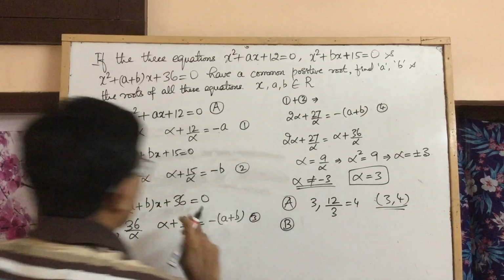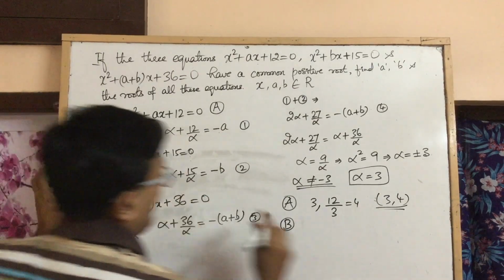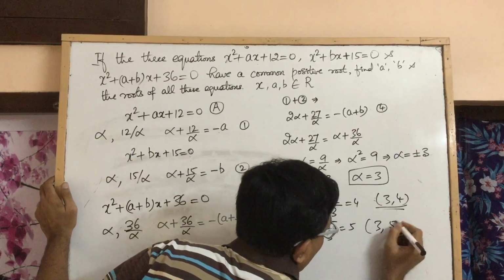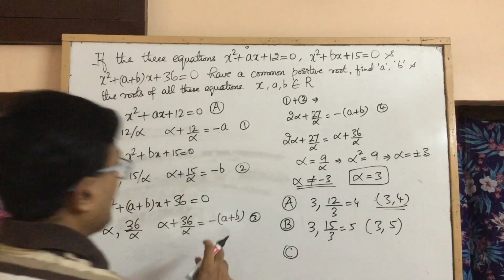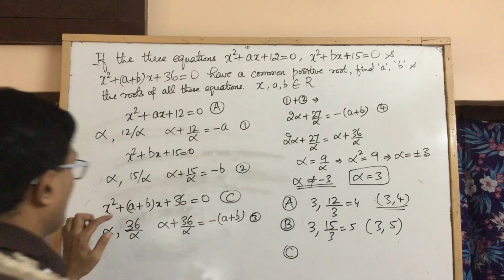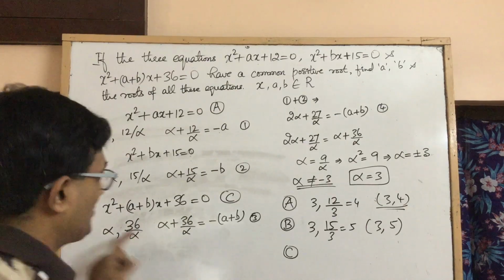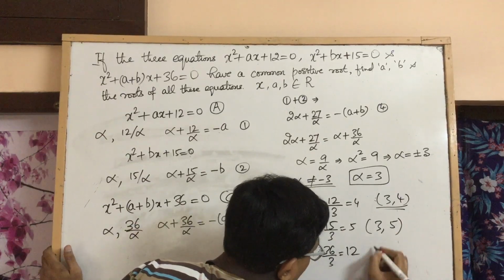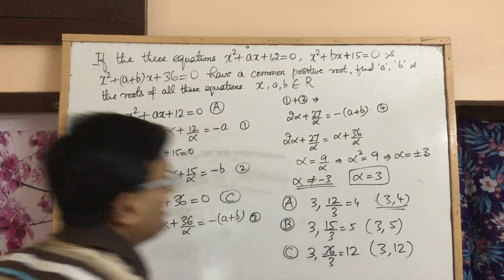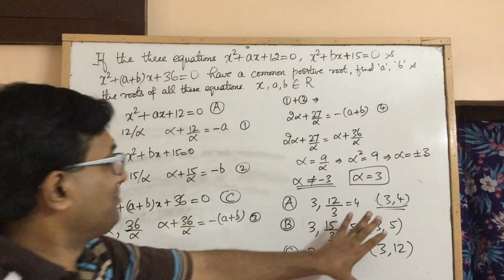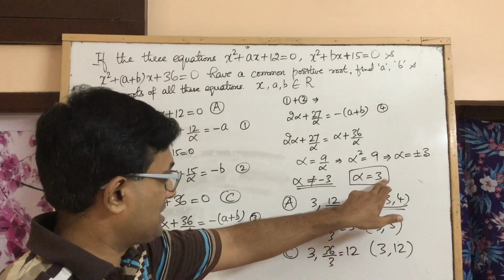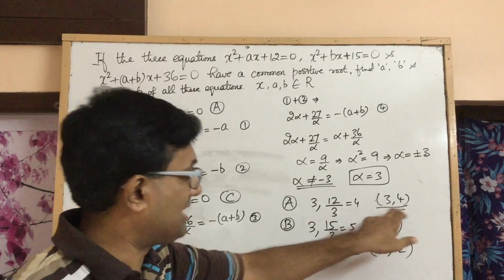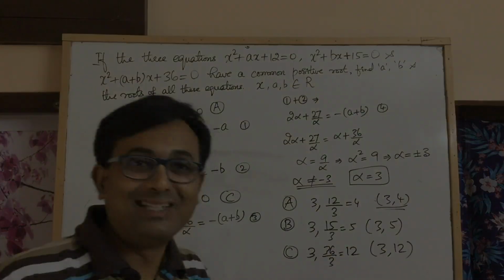And then equation B, the two roots will be alpha and 15 by alpha. Alpha is 3 and 15 by 3, which is 5. So 3 and 5. And equation C, which is this one, its roots are alpha and 36 by alpha. Alpha is 3 and the other one would be 36 by 3, which is 12. So the roots are 3 and 12. So this is a nice and neat problem where we found that the common positive root is alpha, which is 3, and the roots of the individual equations are 3 and 4, 3 and 5, and 3 and 12.